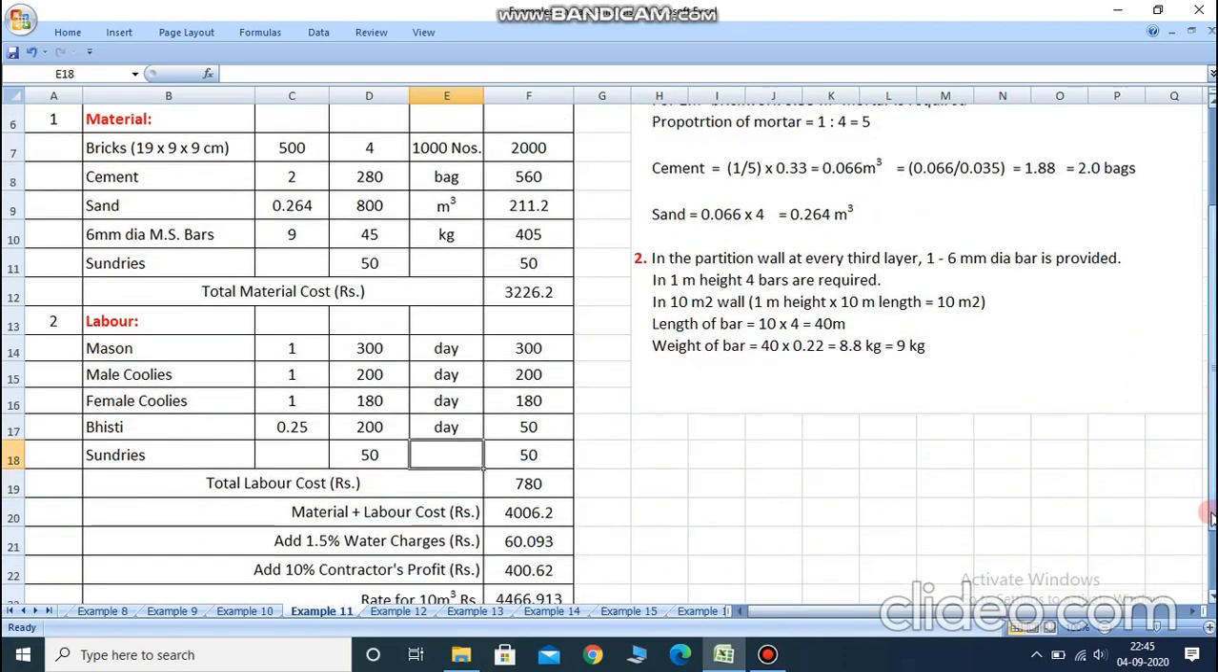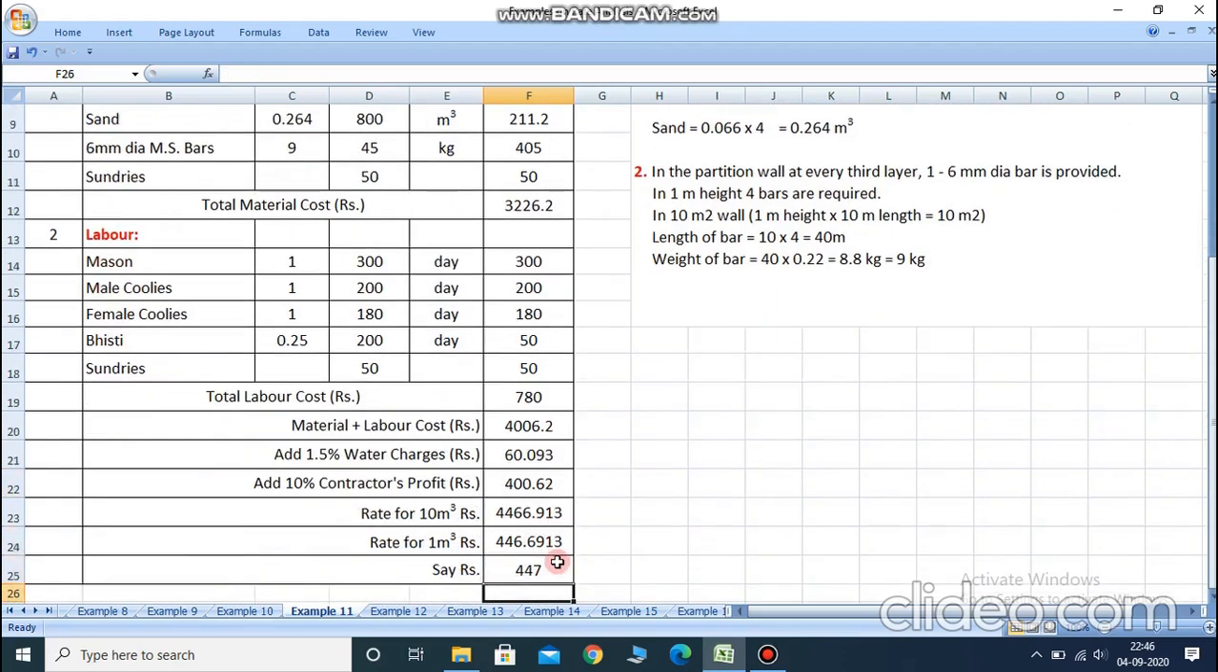Now the summation of the material cost, 3226.2, plus 780 as labor cost, gives the final answer of 4006 rupees 0.2 paisa. Now here we require water, so we include water charges of 1.5%. So 4006.2 multiplied by 1.5% as water charge, we got the answer 60.093, and 10% contractor profit.